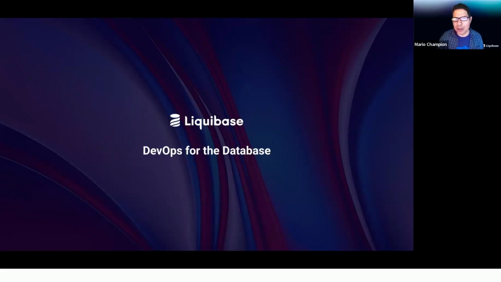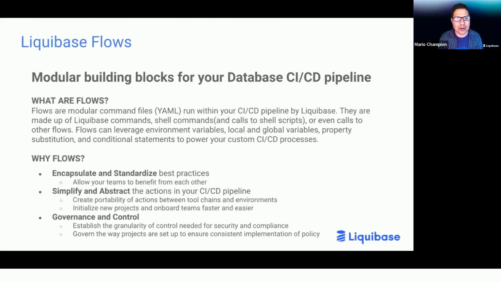The first one I want to talk about is what we call Liquibase Flows. So what are flows? Flows are a fantastic centralization, standardization capability. Liquibase Flow in itself is an actual command you run, but it runs a thing called the flow file, which is in turn a collection of variables and commands and conditionals in one handy YAML file. You can think of all of this as a modular building block for your CI/CD pipeline. They really do let you encapsulate and standardize your best practices, as it says here on the slide.